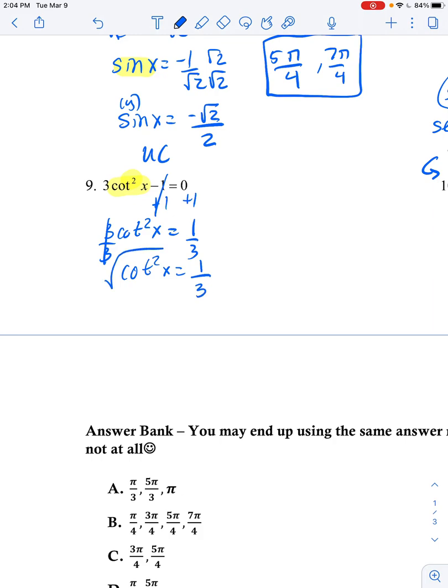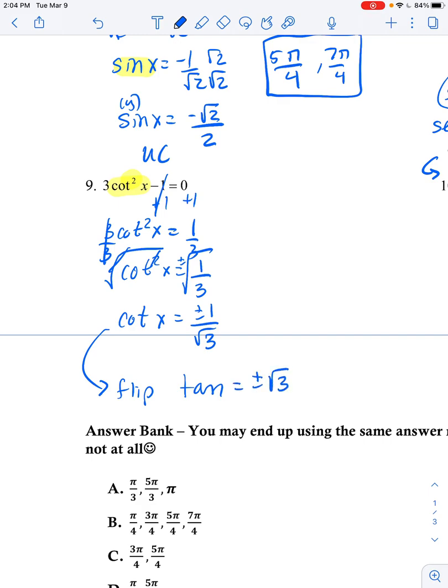To get rid of the square, I need a root, plus or minus. These cancel. Cotangent is going to equal, now the square root of 1 is just 1, and the square root of 3 is something I can't easily find. Don't rationalize yet though, because this is a flipper. So this is going to flip and turn into tangent. And that tangent is going to flip over our old values. So instead of 1 over root 3, we're going to have root 3 over 1.